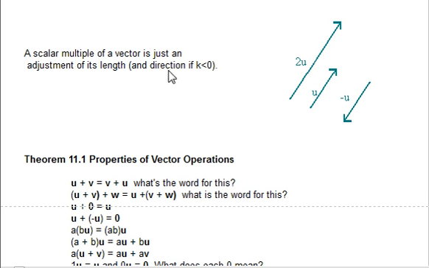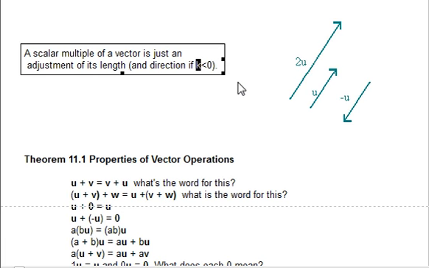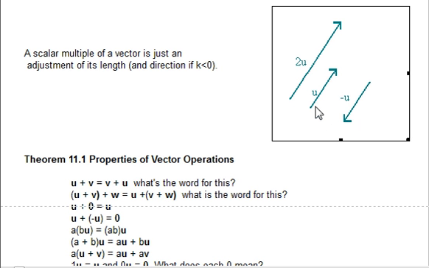Well, a scalar multiple of a vector is just an adjustment of its length, and possibly its direction if the scalar is a negative number. See, if this is vector u, then this one, I tried to draw it twice as long as this one, but notice it's pointing in the same direction. And of course, half of u would only be half the size of this, right?